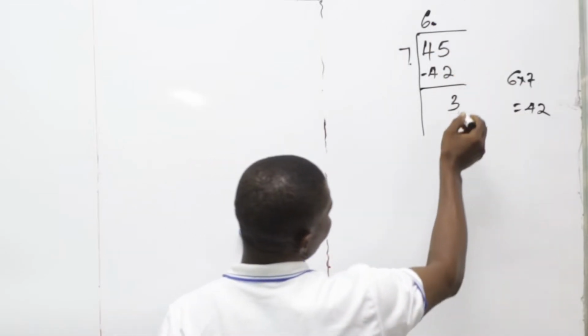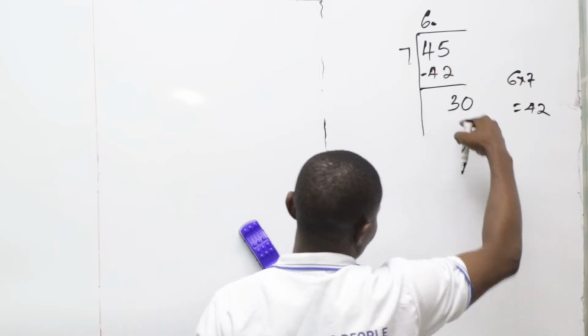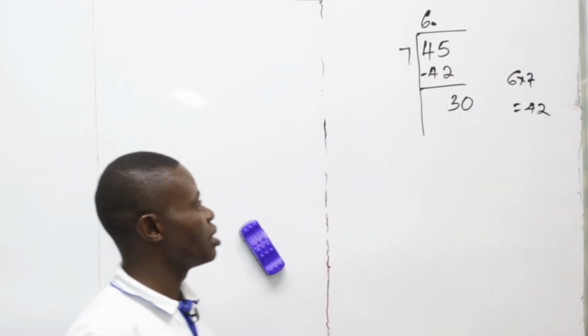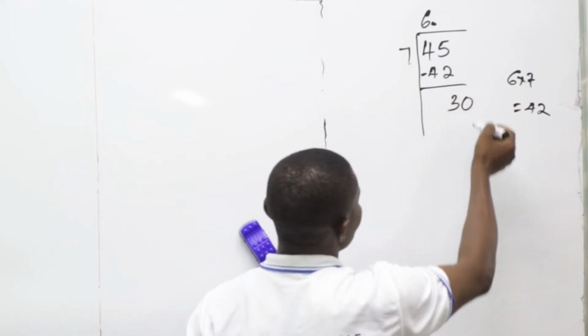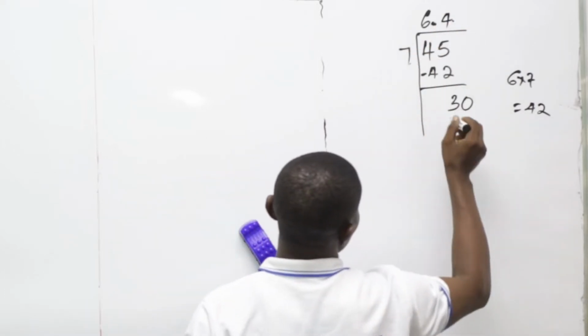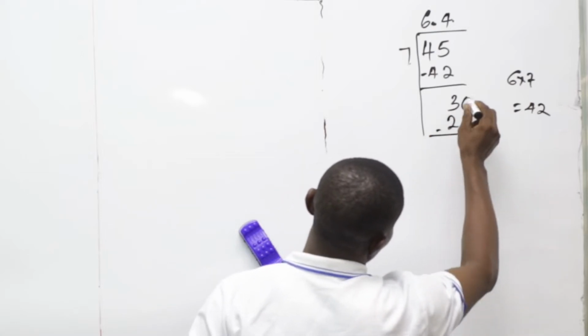When you introduce the point, you are increasing this, because 7 is greater than 3. To increase 3, you add 0, making it 30. How many 7s are inside 30? It is 4, which is 28. 4 times 7 is 28. You subtract again. This is 2.